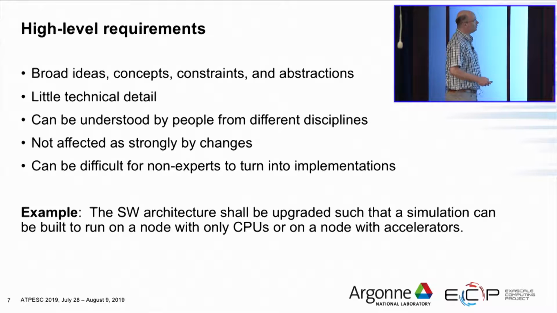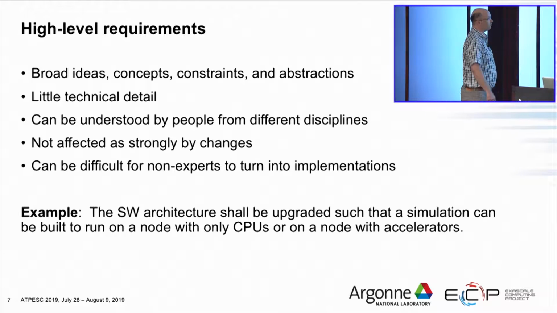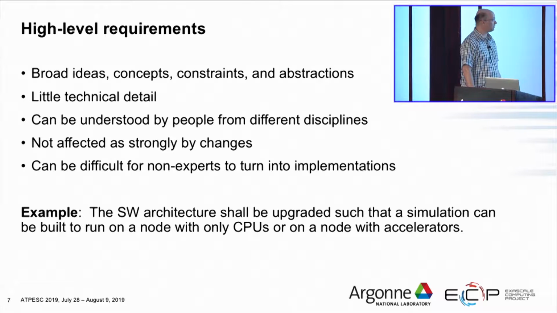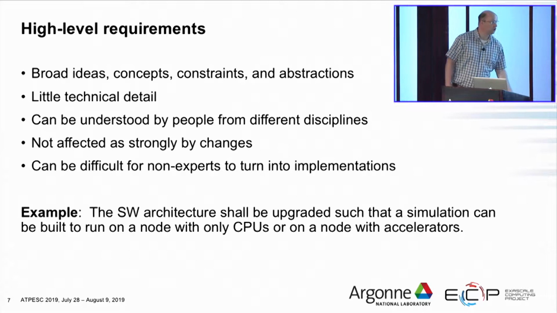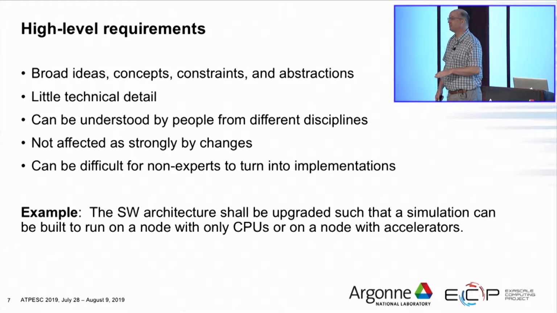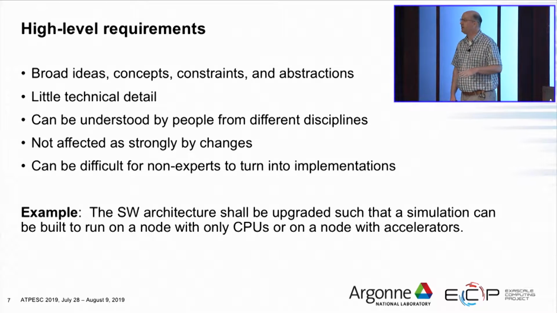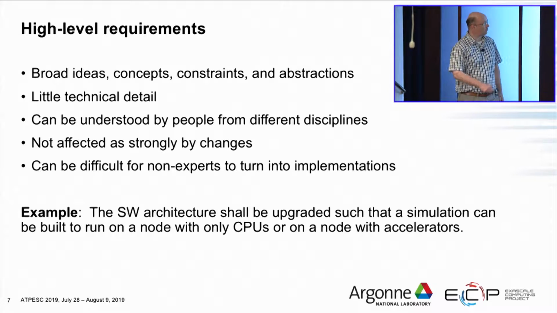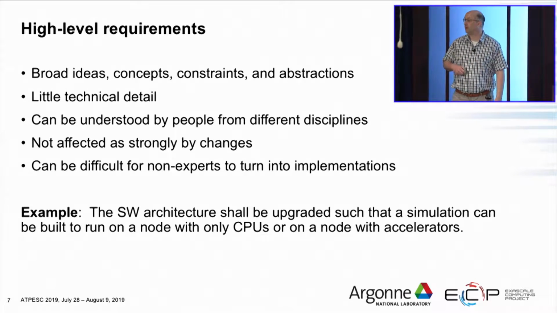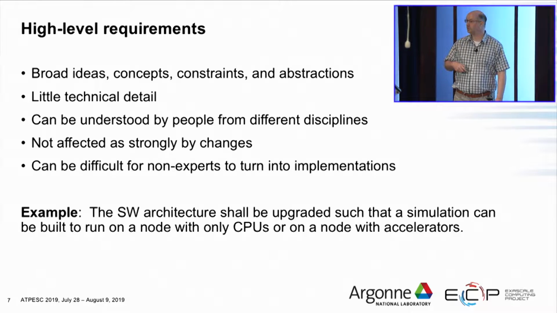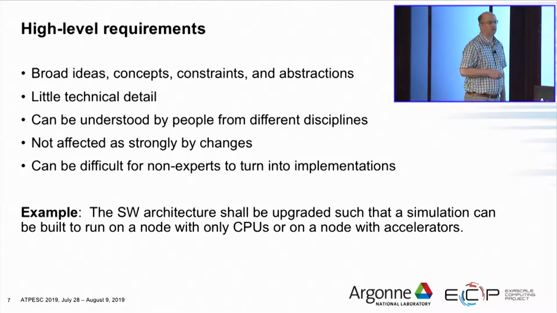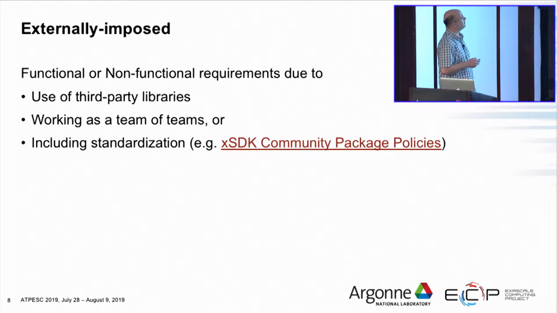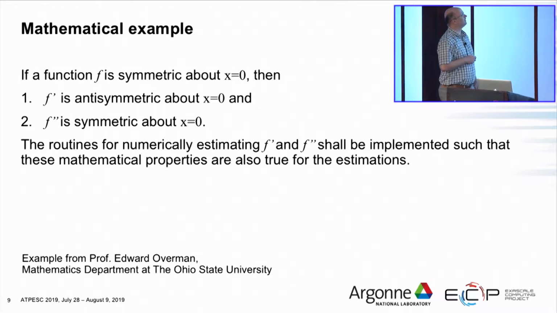So an example of a high-level requirement, which is an extension of what we saw in the last one, is that the software architecture shall be upgraded such that a simulation can be built to run on a node with only CPUs or on a node with accelerators. We're not fixing ourselves to any particular type of accelerator, any particular models. And so what we're really expressing with this is what we were just talking about. I want to make my software future-proof. I recognize that there are homogeneous nodes and heterogeneous nodes, and I want it to be able to run on either one. So a third class is by internally versus externally exposed, and so hopefully that's fairly simple to understand.